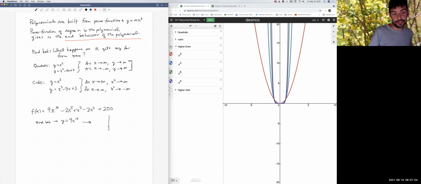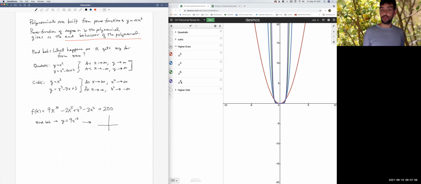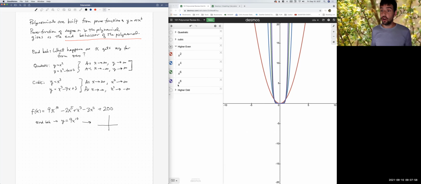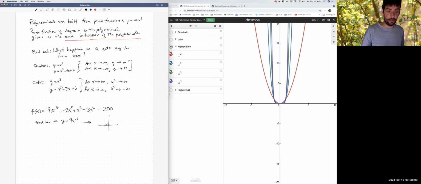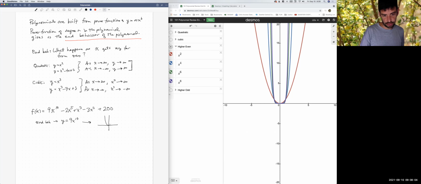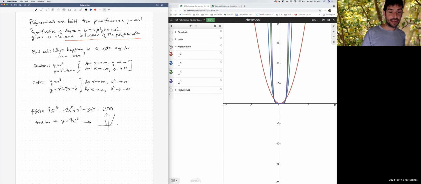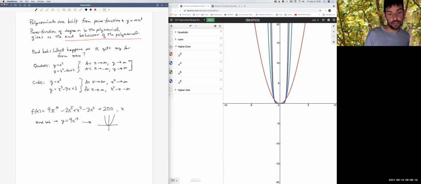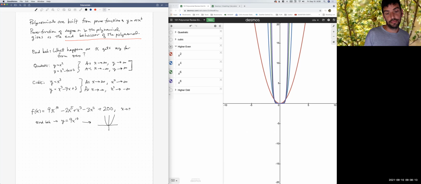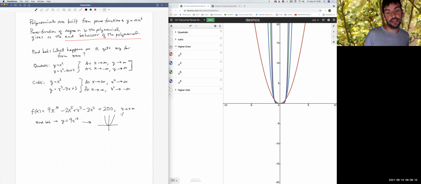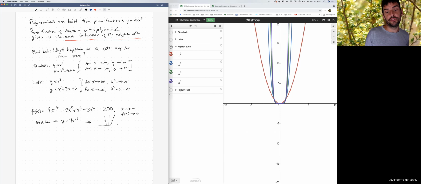And the graph of this, because x to the 10th, right? So I stopped at the 8th here, but we keep going. They all look this way. These even powers all look the same. I know that this thing is going to look like this. And so as x goes to plus or minus infinity, f of x goes to infinity, right?